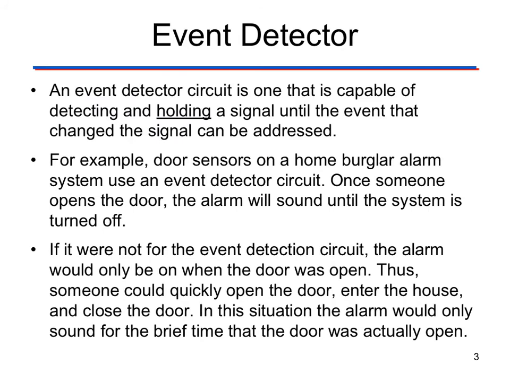All right. An event detector, basically, is capable of detecting and holding a signal until the event that changed the signal can be addressed. Here's an example. A door sensor on a home burglar alarm uses an event detector circuit. When someone opens the door, the alarm will go off. If it weren't for that event detection circuit, the alarm would only go off when the door was open. Then someone can come in, quickly open the door, and shut the door, and the alarm would sound just for a brief time, only the time that the door was open. So that's no good.